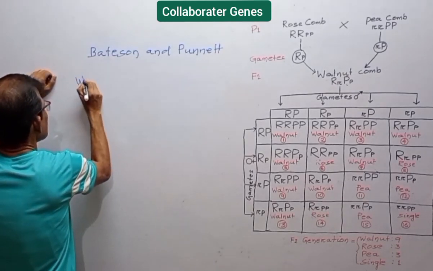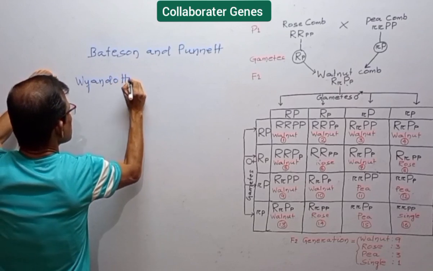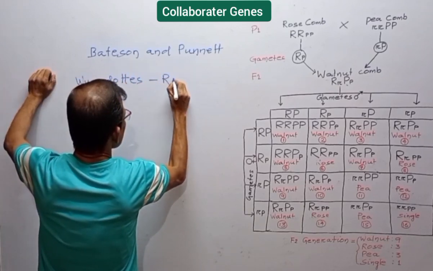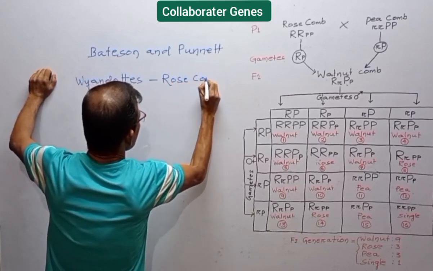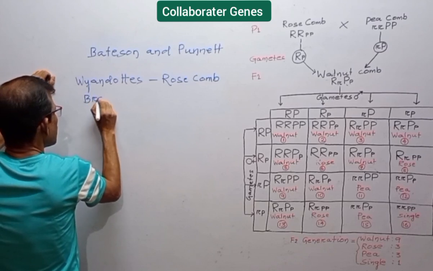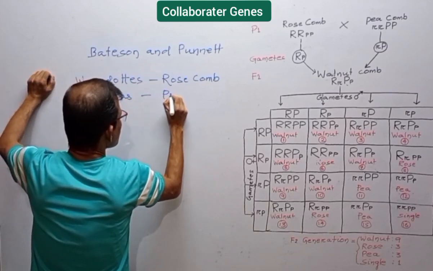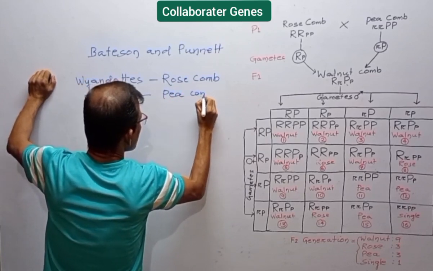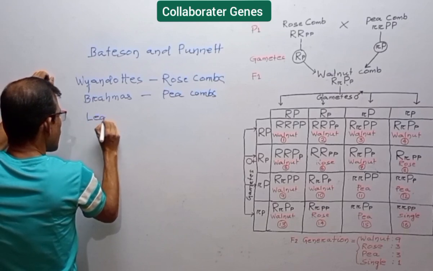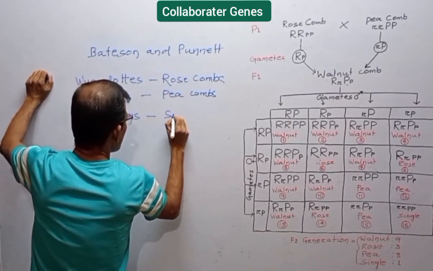Wyandottes have rose combs, Brahmas have pea combs, and Leghorns have single combs.